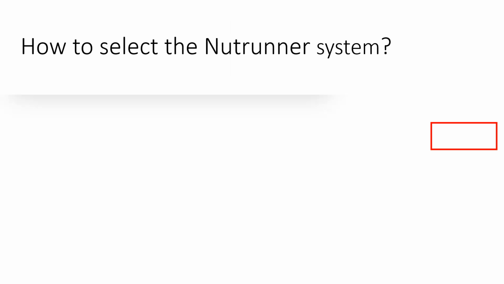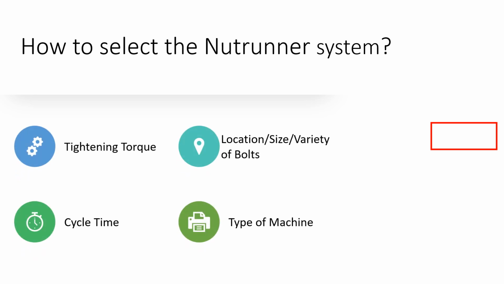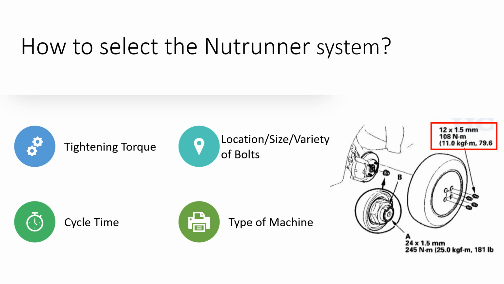So how to select the Nutrunner system? That is the important thing. These are the different parameters: tightening torque, location, size, variety of bolts, cycle time, type of machine. First and the most important thing is the tightening torque. And where will you get this tightening torque? The customer drawing. From the customer drawing, it will be mentioned which type of bolt is there and how much tightening torque it will require.